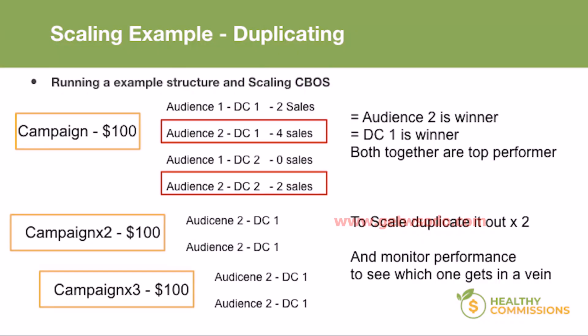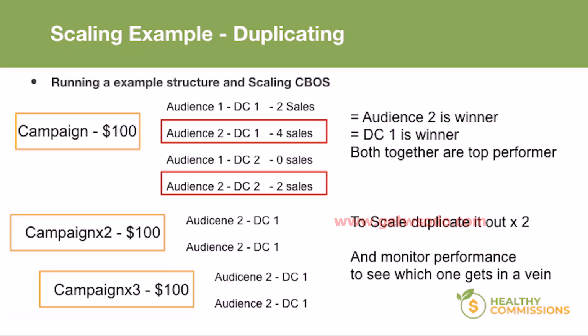So for example, duplicating is horizontal scaling, right? So this is an example structure of scaling with CBOs. So we can see here the first campaign we ran, audience 2, DC1, is performing the best.